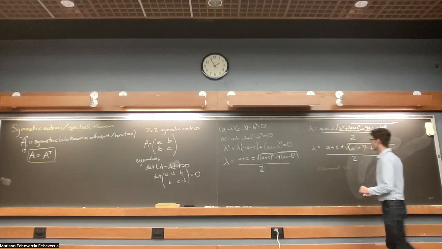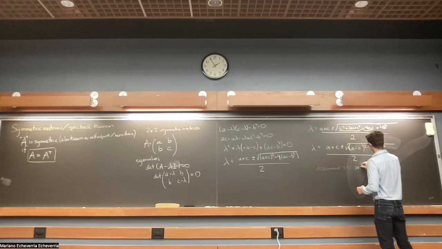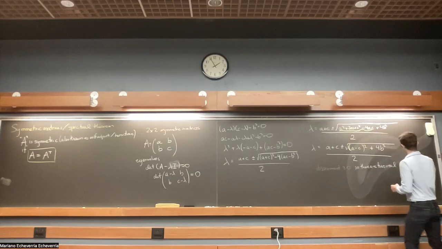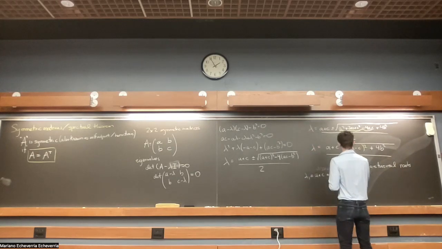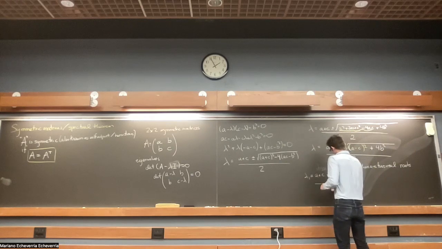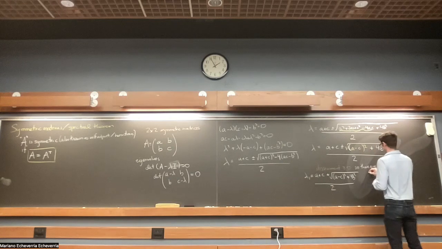So there are two roots, lambda 1 and lambda 2. So there are two real roots. Lambda 1 is the one that you get with the plus solution, and lambda 2 is the one that you get with the minus solution.